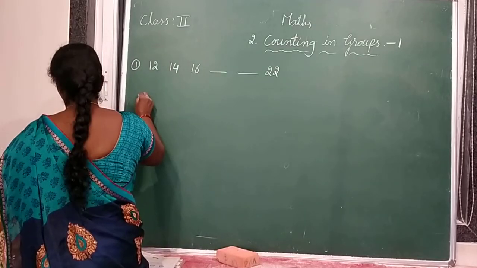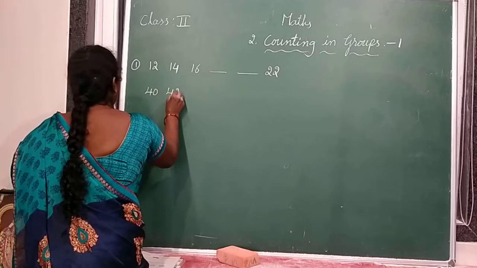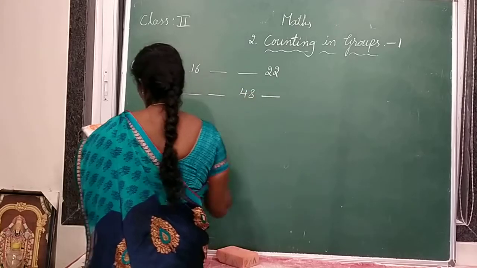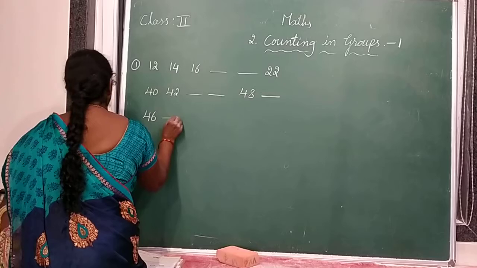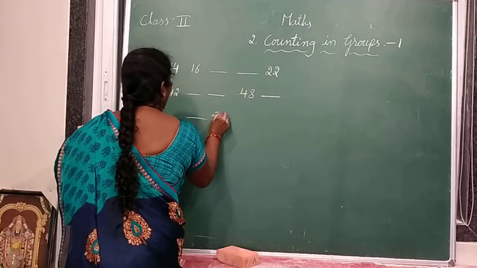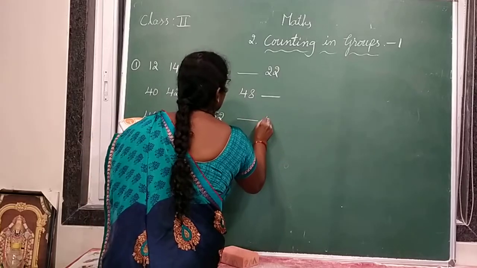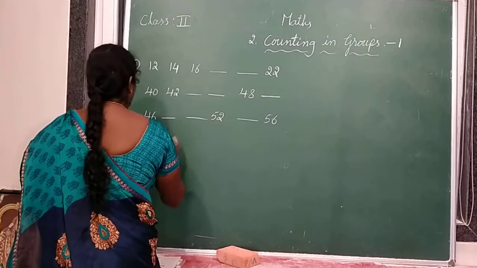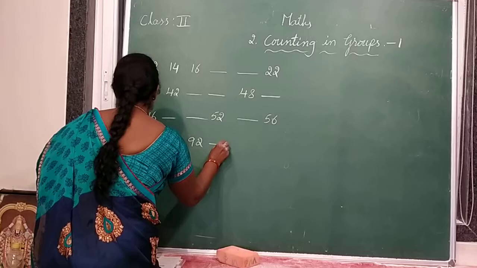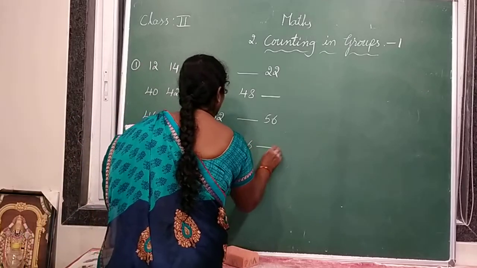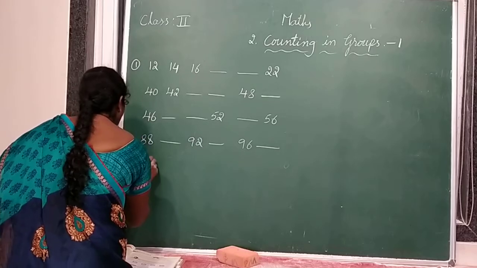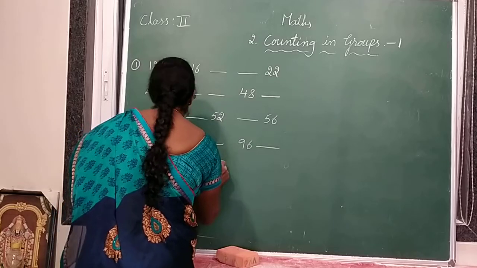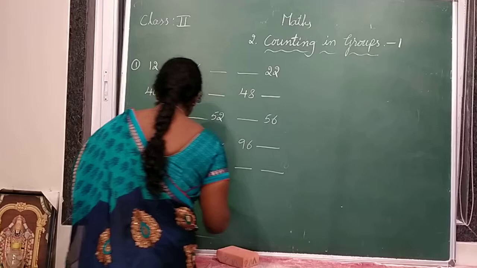Next one, 40, 42, 48, 46, 52, 56. Next, 88, 92, 96, 87, 93, and what are the next two numbers?